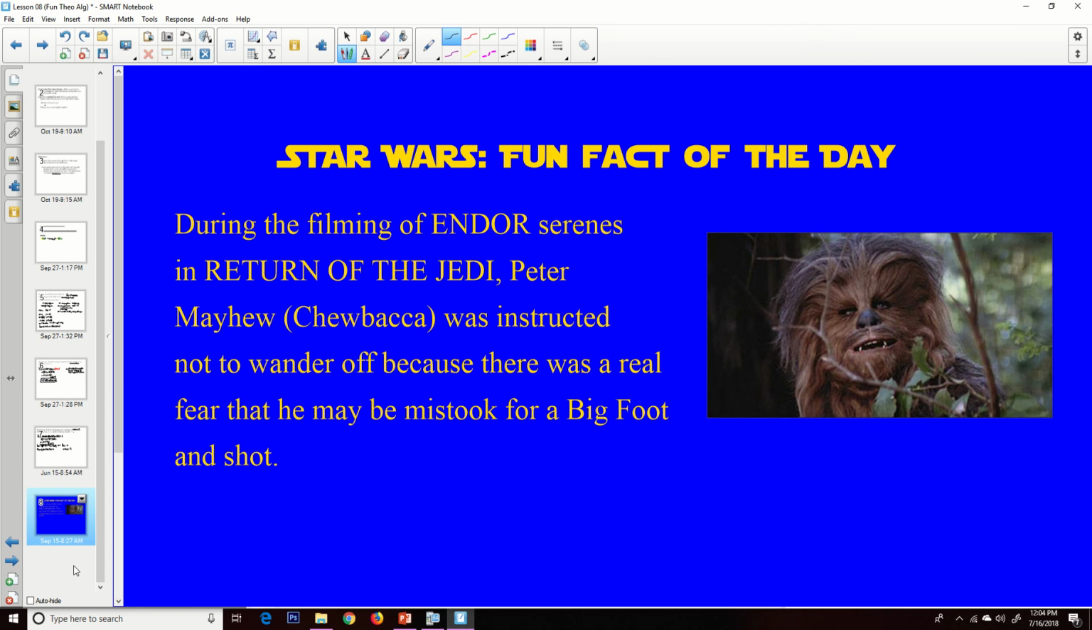During the filming of the Endor scenes in Return of the Jedi, Peter Mayhew, who's Chewbacca, they filmed these scenes in the Redwood Forest of California, and he was instructed not to wander off while he was wearing his Chewbacca outfit because there was a real fear that he might be mistaken for a Bigfoot and shot.